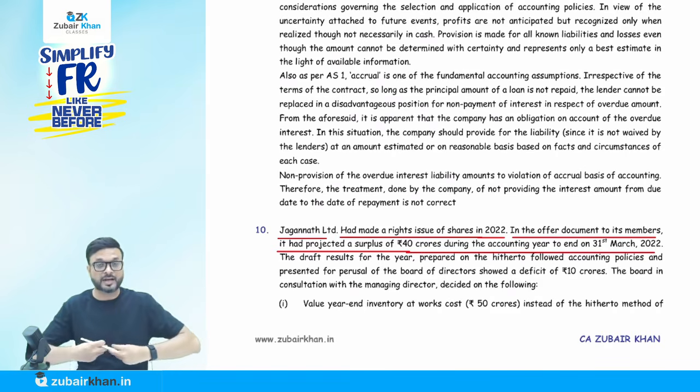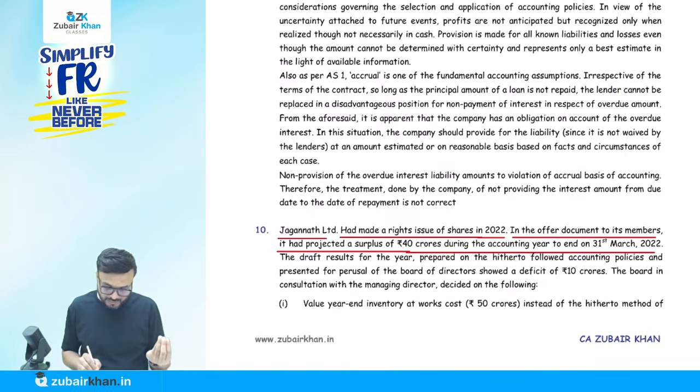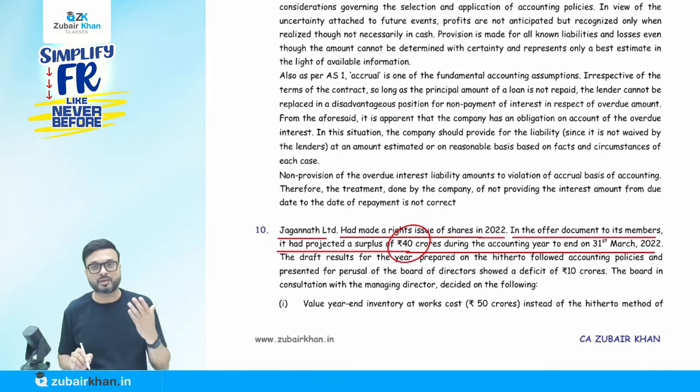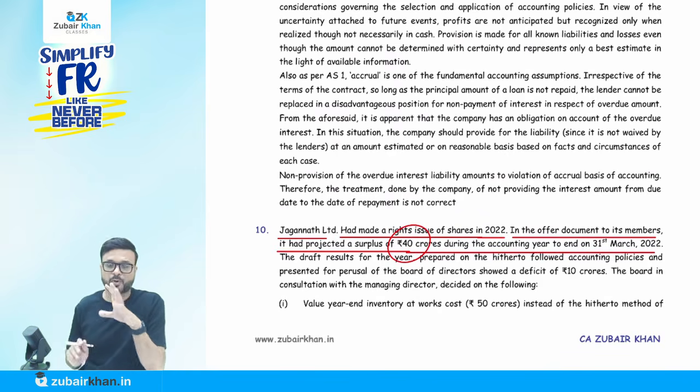So basically they issued rights shares in the market. In their offer letter, they projected that they are going to make what? The 40 crores that year as a profit. It is a projection for the year ending 31st of March 22.